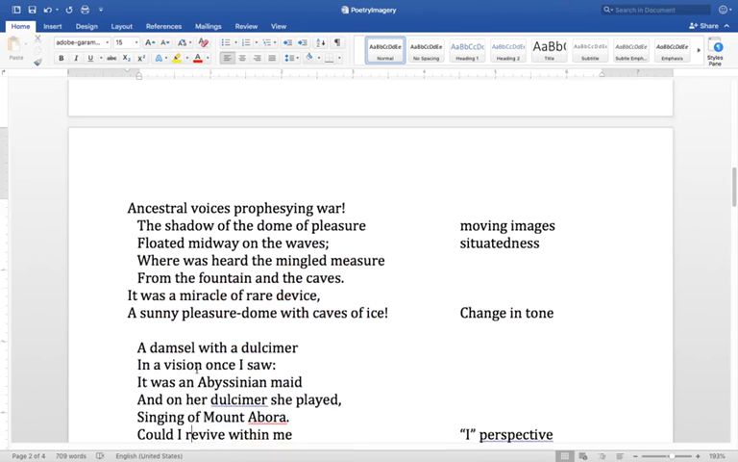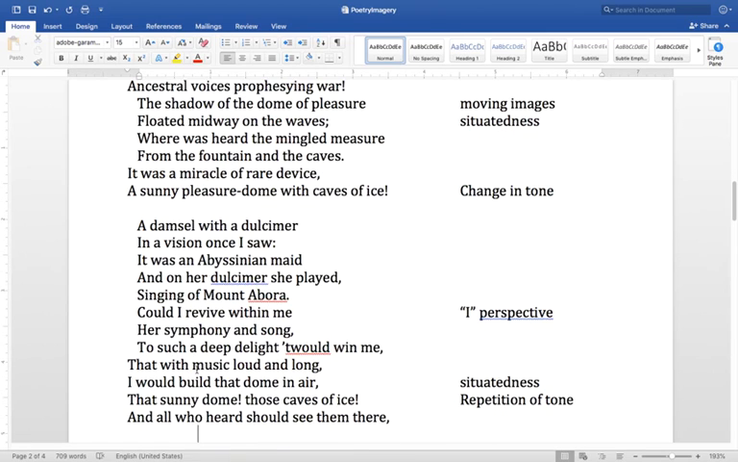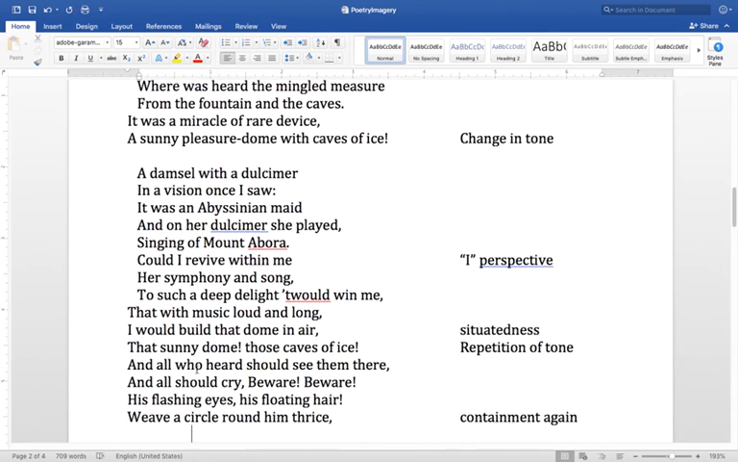And then the last bit of image that we get over here, and again, if all of this doesn't make exact sense to you, remember, it is something that came to him in a kind of opium-induced vision. A damsel with a dulcimer in a vision once I saw. It was an Abyssinian maid. There's sort of jump cuts, aren't there, of images. A damsel with a dulcimer. But again, even with these jump cuts, there's a control over the language.